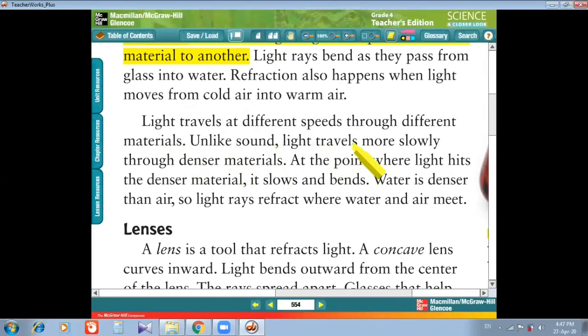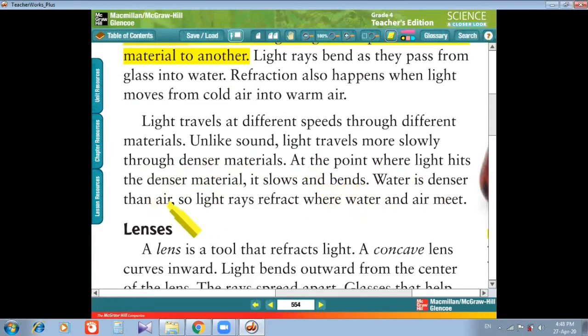Unlike sound, light travels more slowly through denser materials. Through denser materials, the speed of light is very slow. Through lighter mediums, the speed of light is more. At the point where light hits the denser material, it slows and bends. As in the example of the thermometer, where the light hits the denser medium, it slows because it is entering the denser medium, and it bends also.